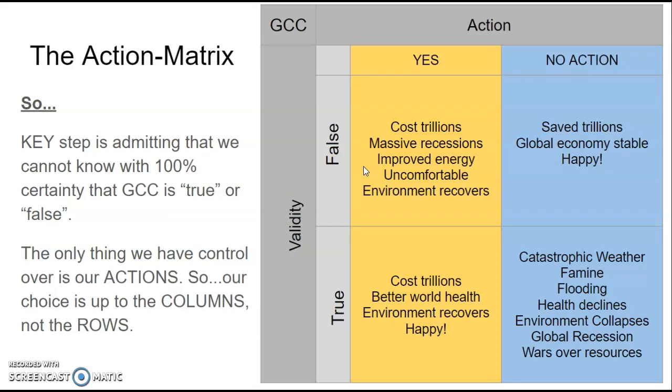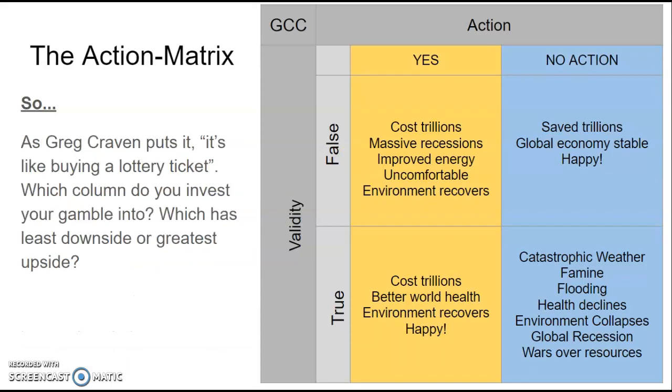So we look at our two columns, and like Greg Craven put it, it's like buying a lottery ticket. Which column do you want to gamble on? Which one do you want to invest your gamble into? Which one has the least downside, because all of them have some downsides, or the greatest upside? Some of them have some really great upsides, but some of them have some minimal upsides, but the least downside.